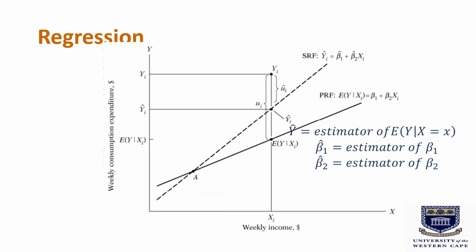So this is just a graphical illustration of the difference between u i and u hat i. So u i is given over here, which is the difference between some data point, some observed y value, and the PRF. Again, we never observe this. And then u hat i is the difference between the same y i, the same data point, and the estimated sample regression function.